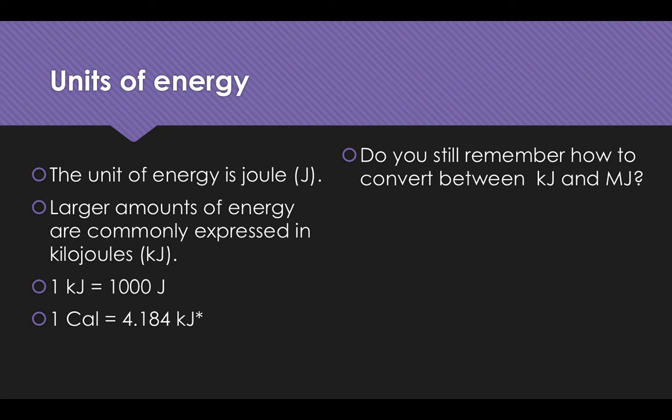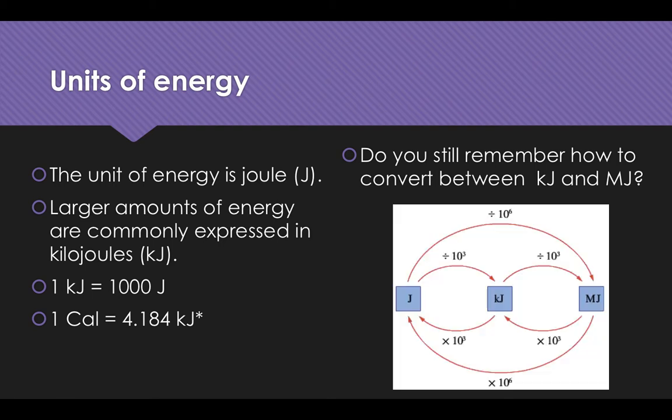So a little bit of revision. We talked about units of energy in chapter 2. The unit of energy is joules, and larger amounts can be expressed in kilojoules, and the conversion is 1,000. With food, sometimes you will see they are calculating calories. 1 calorie or kcal equals 4.184 kilojoules. Do you remember how to convert between kilojoules and megajoules? There it is, in case you forgot.